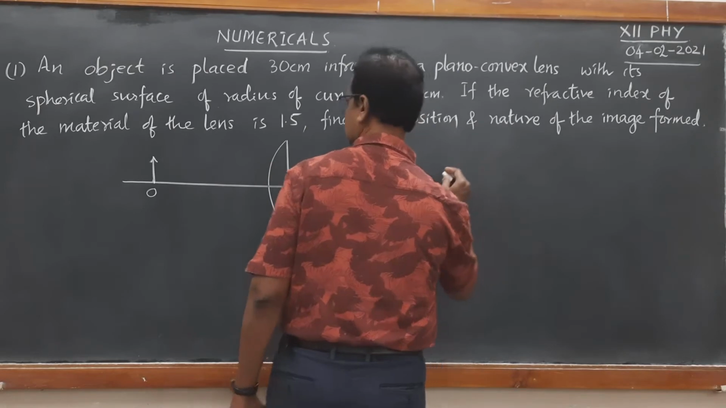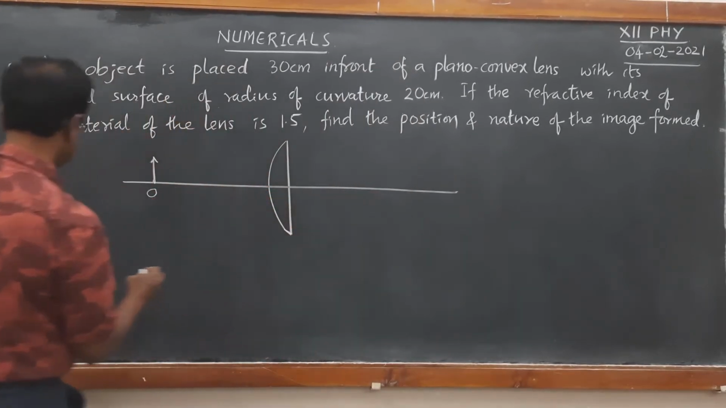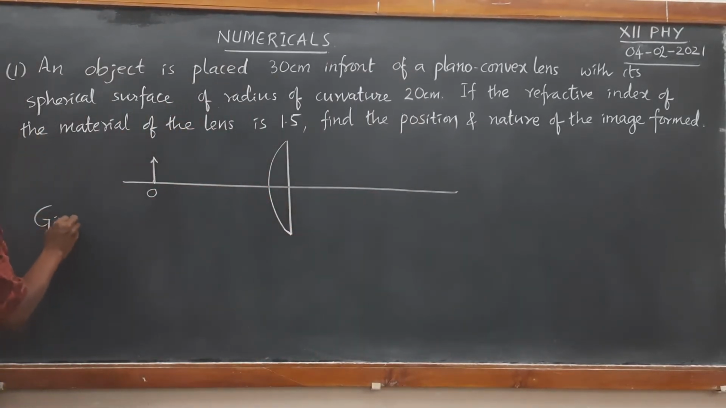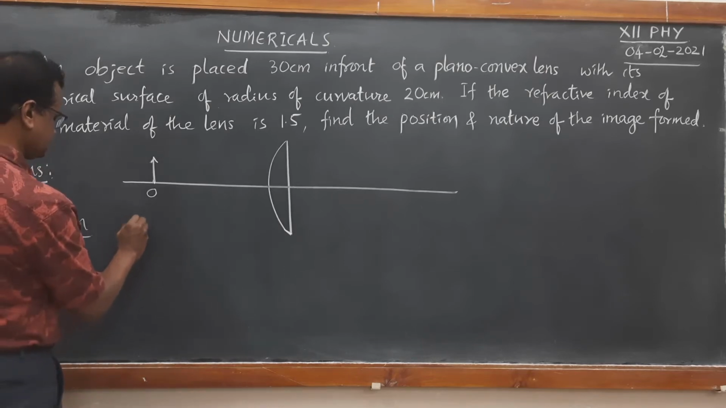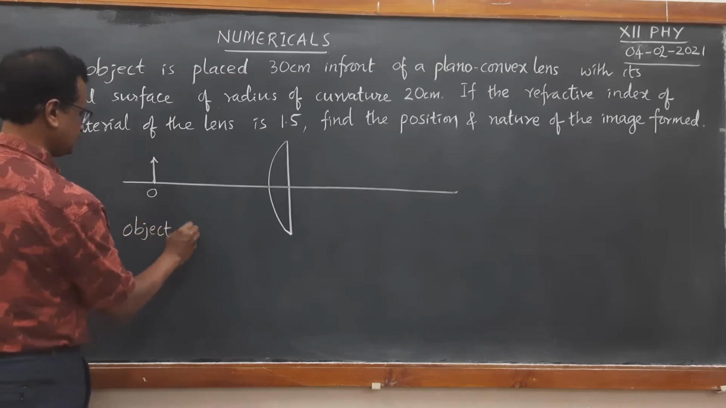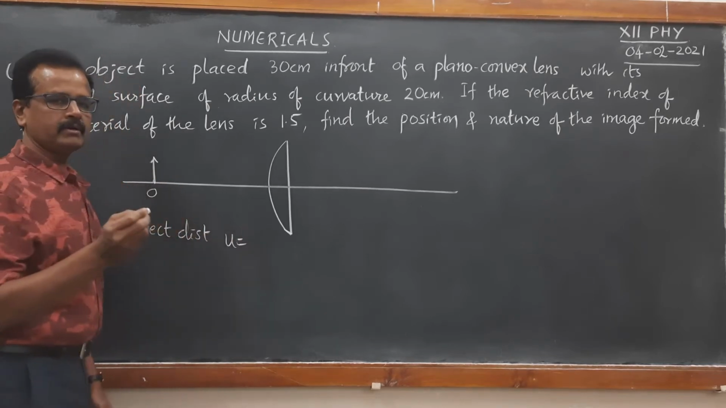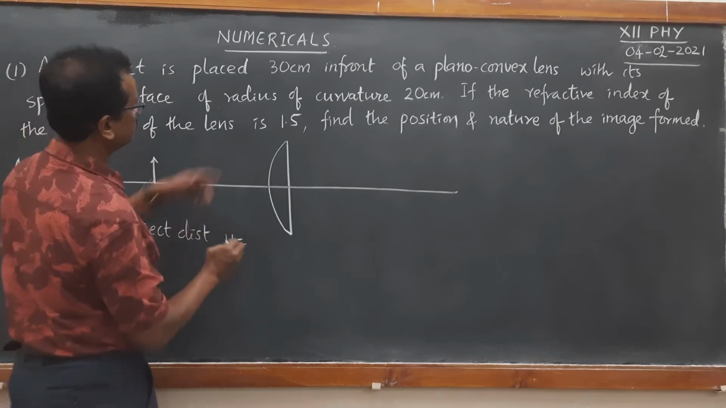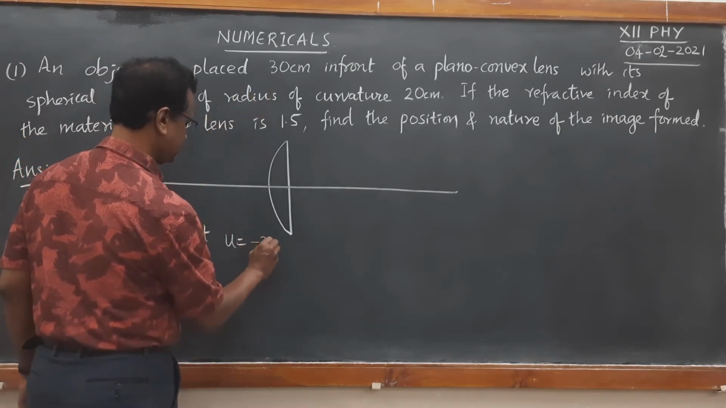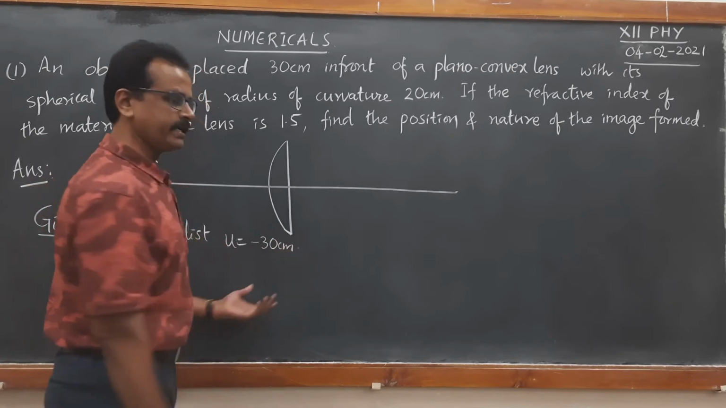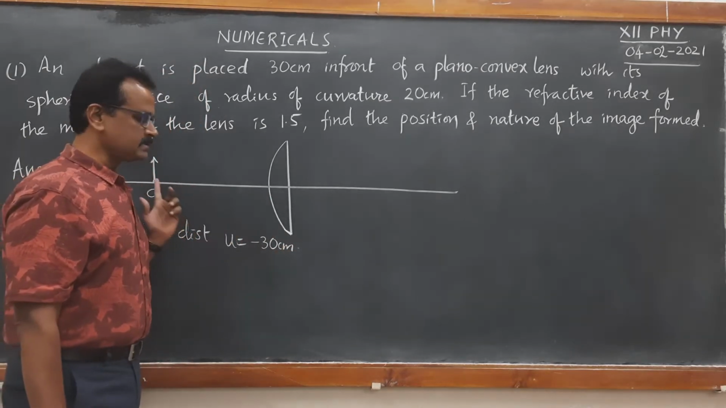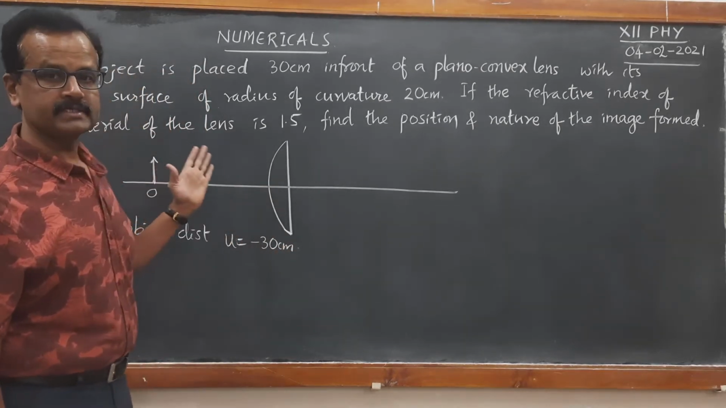Here given, object distance u is equal to, always remember object should be taken towards left side. So it is 30 centimeter. So according to sign convention it should be minus 30 centimeter because it is towards left side of the lens.